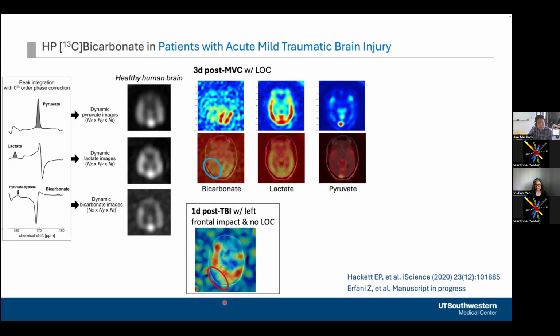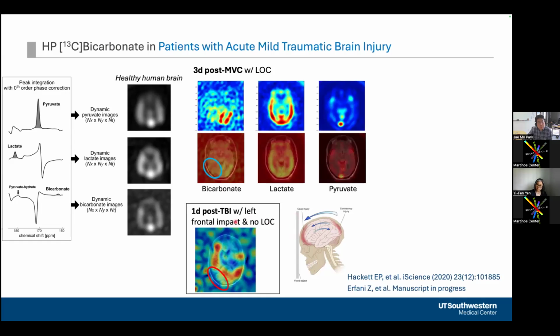And this is another subject. We recruited him 1 day after injury on the left side of the brain. The brain itself was completely okay, but he had a pretty obvious injury externally, and also contusion and edema as well. And then as you can see, the bicarbonate signal almost disappeared. At the same time, on the other side of the brain, the bicarbonate signal was also decreased.